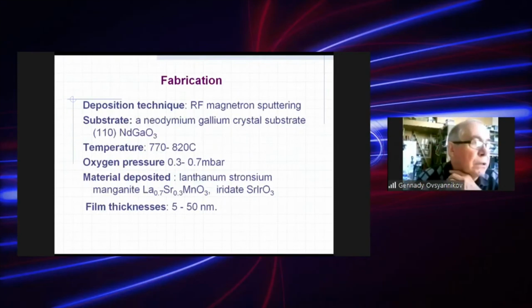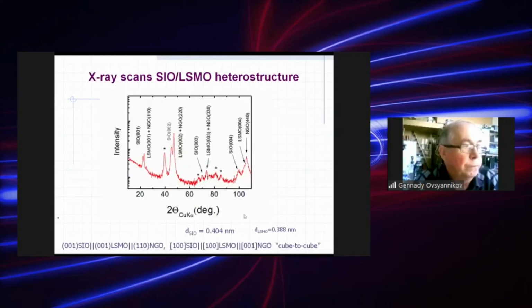How do we fabricate this structure? It is grown epitaxially by a deposition technique, such as radio-frequency magnetron sputtering, on a neodymium gallate substrate. The substrate temperature is about 800 Celsius, and the oxygen pressure is 0.5 to 0.7 millibar. For the deposition, we use stoichiometric targets of manganite and iridate. The typical thickness of the films is quite small, from 5 to 50 nanometers.